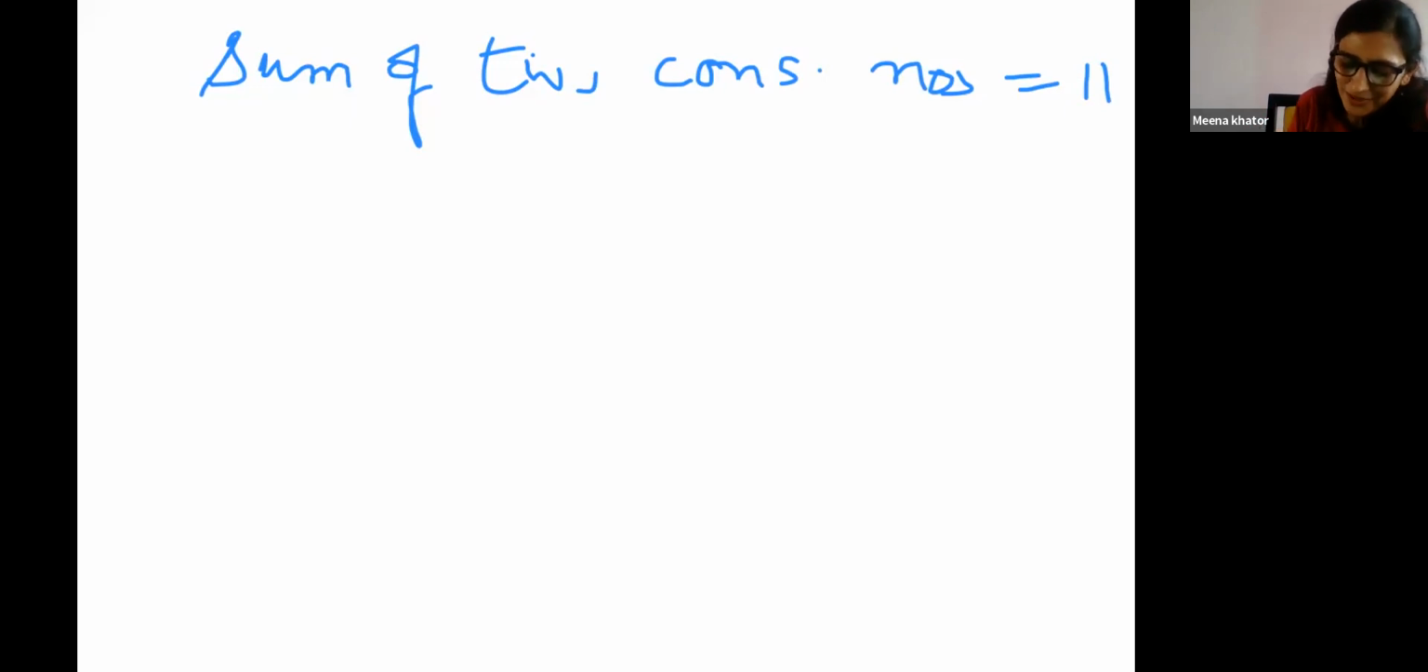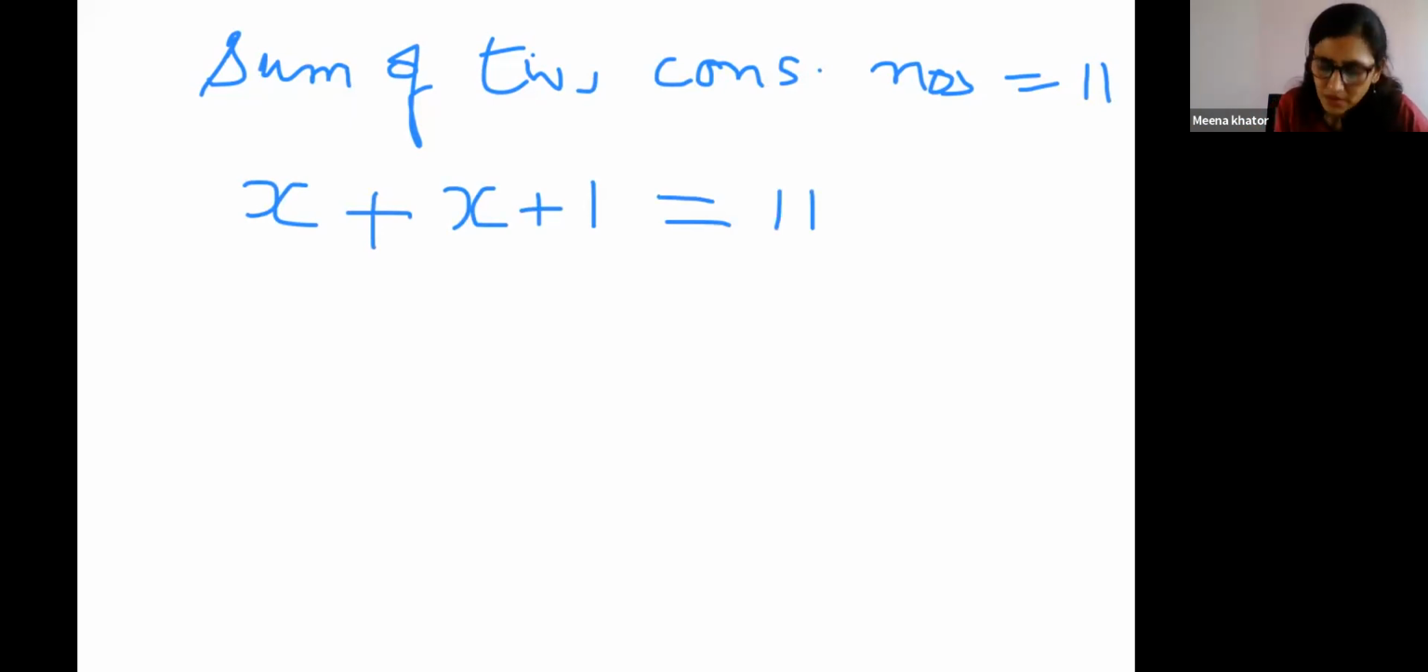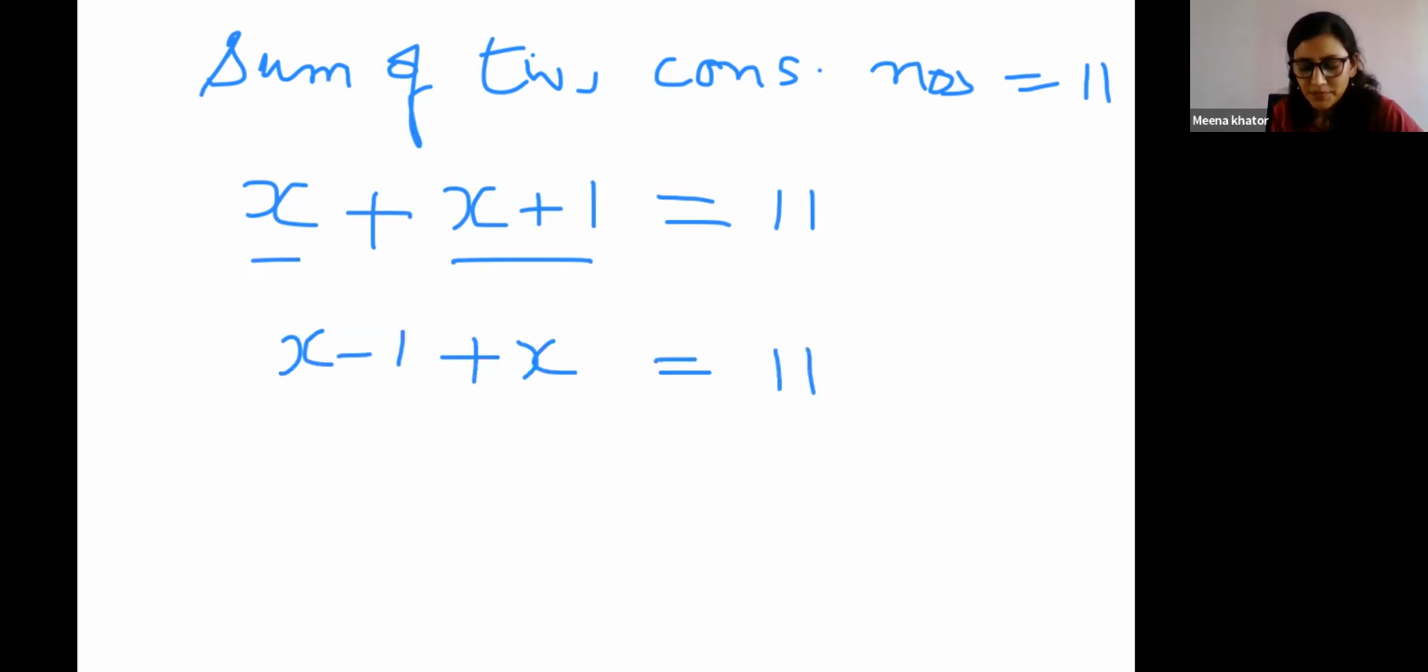Aditya, very good. So, consecutive means if one number is x, the other number is x plus 1 or x minus 1, whatever. Both are correct. x and x plus 1, they are consecutive. x minus 1 and x, they are also consecutive. Right? So, sum of them. Sum means add, and you get the equation here. Sum of two numbers. This is one number, this is another. If you want to try x minus 1 plus x, you can try that also. This is equal to 11, right?